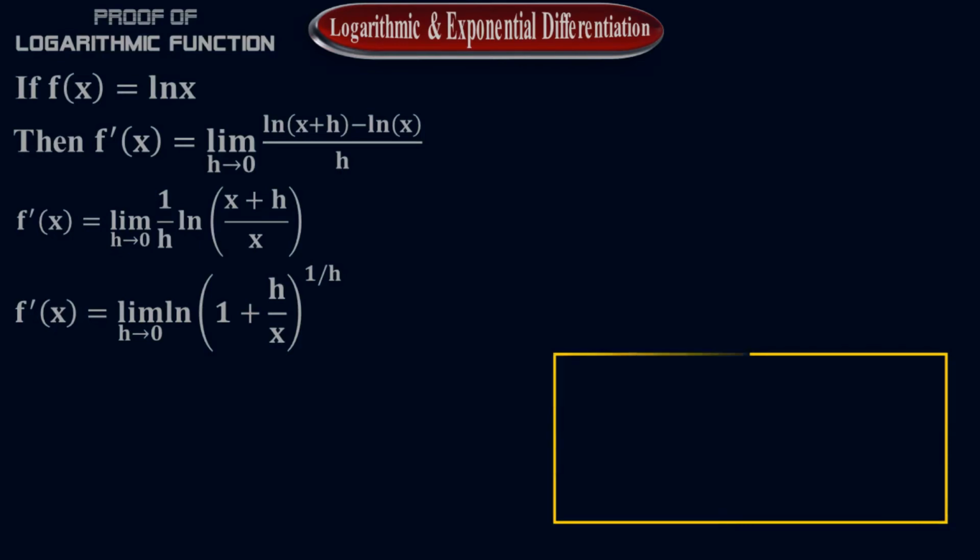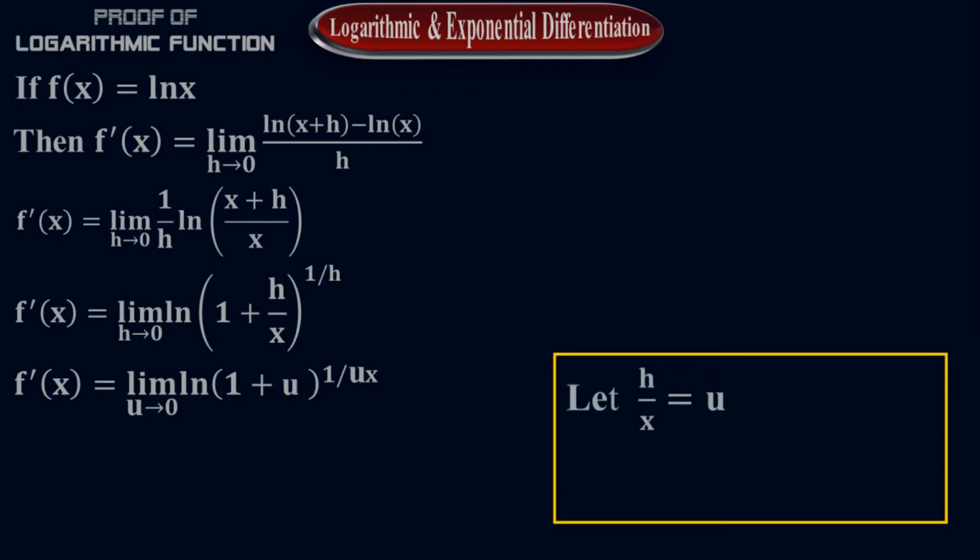Now let me do some substitution here to have f prime of x equals the limit of natural log of 1 plus u to the whole 1 over u times x, where u approaches 0. How? I did that substitution this way. Let h over x equal u. So h over x becomes u. And similarly, to find h, do the cross multiplication, where h equals u times x. Remember, h equals u times x. So for the h, I plugged u times x.